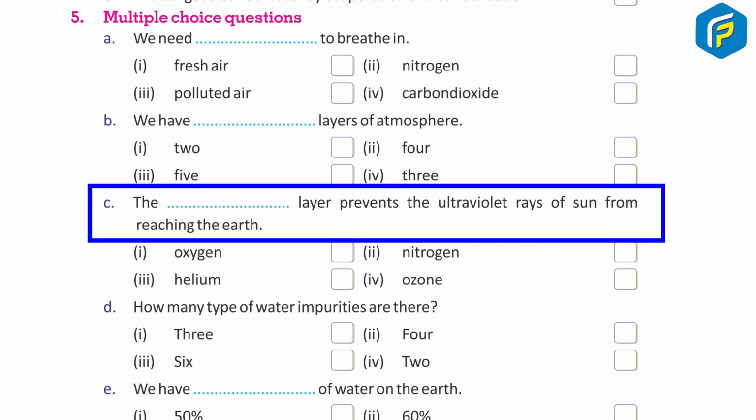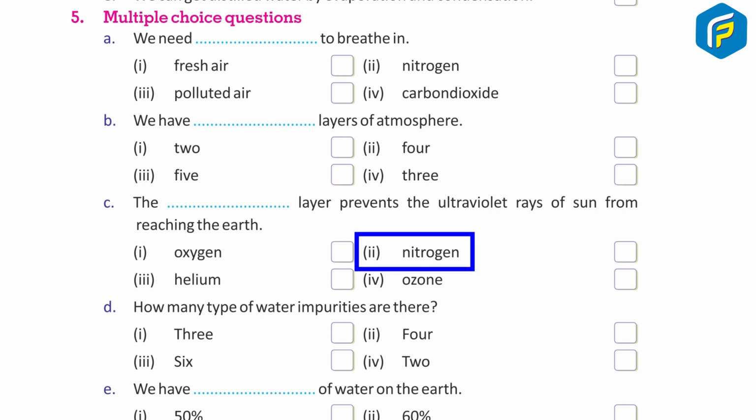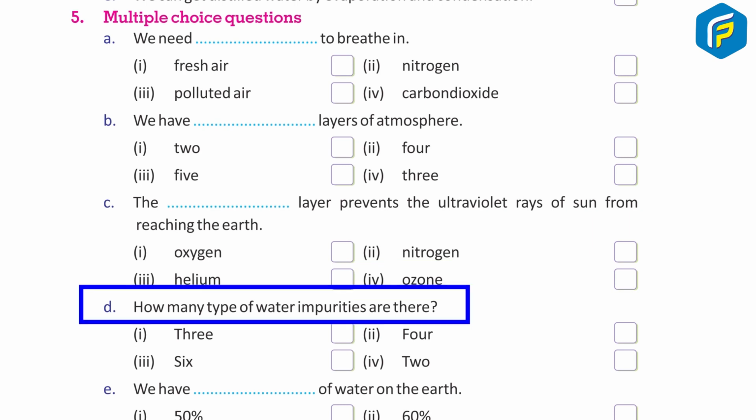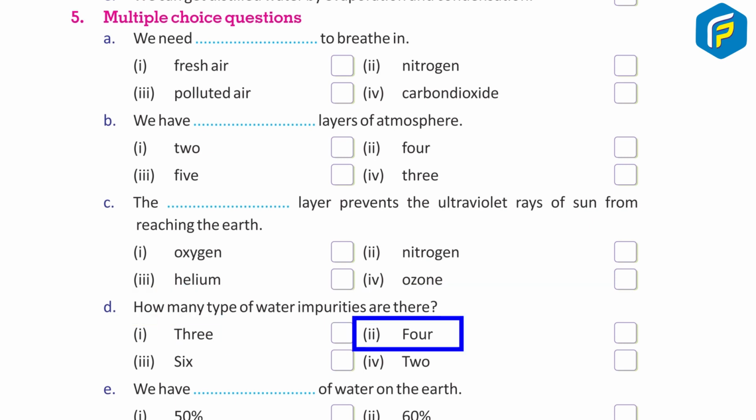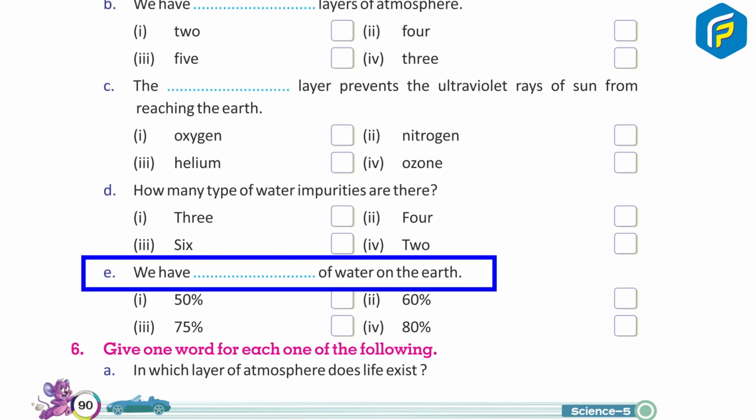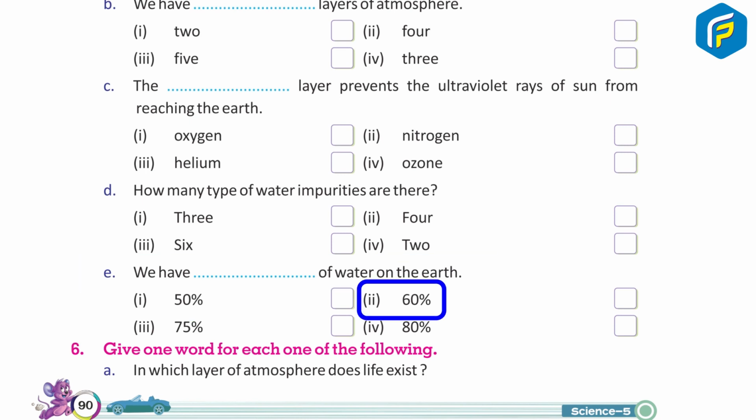C. The dash layer prevents the ultraviolet rays of the sun from reaching the earth. 1. Oxygen, 2. Nitrogen, 3. Helium, 4. Ozone. D. How many types of water impurities are there? 1. 3, 2. 4, 3. 6, 4. 2. E. We have dash of water on the earth. 1. 50%, 2. 60%, 3. 75%, 4. 80%.